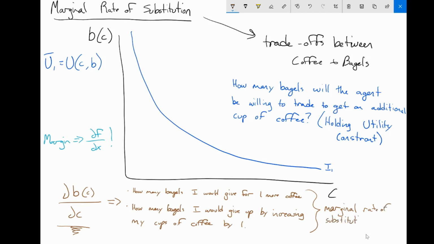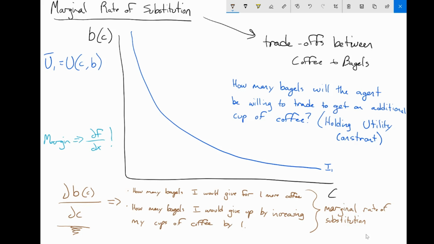Why do we call it the marginal rate of substitution? Well, it's substitution, meaning that we're trading between bagels and coffee. It's a rate because it's how much we have to trade, and it's marginal because it's how much we have to trade on the margin. That means how many bagels I have to trade to get 1 more cup of coffee.